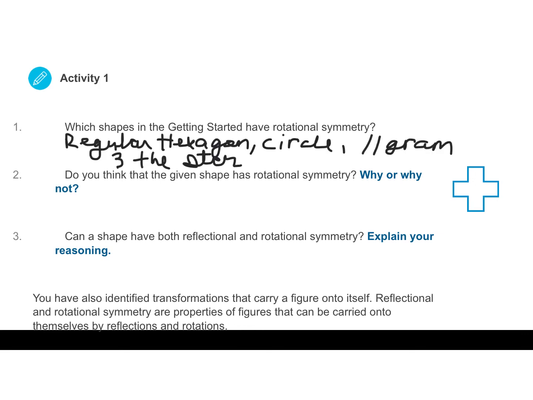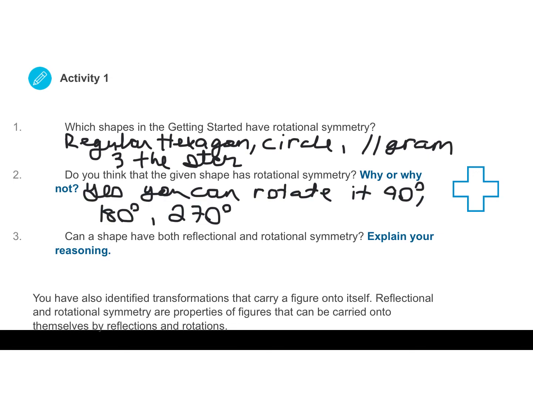Okay, so the regular hexagon, the circle, the parallelogram, and the star all have rotational symmetry. Do you think that the given shape has rotational symmetry? Why or why not? Go ahead and see what you think. If you want, you can copy it onto your patty paper and then try it. Pause. Okay, what you should have noticed is this one does have rotational symmetry. If you stabbed it in the middle, you can rotate it 90 degrees, 180 degrees, or 270 degrees.